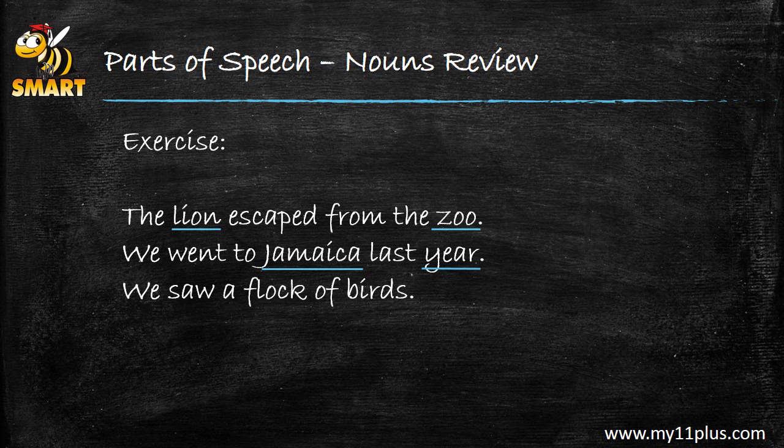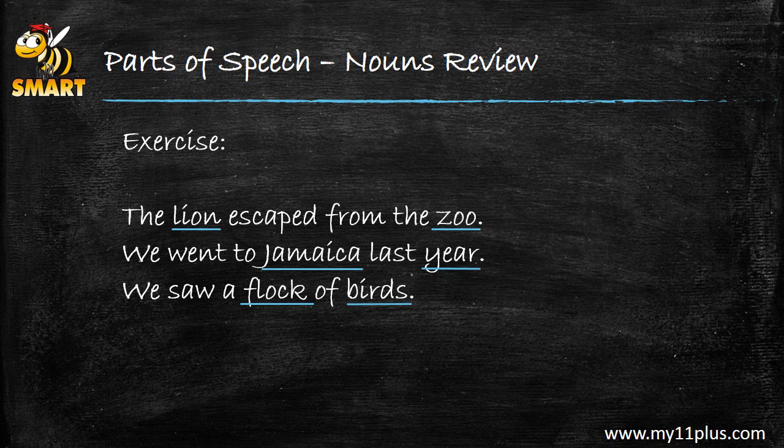Let's look at the third sentence. We saw a flock of birds. Where are the nouns in this sentence? Okay, the first noun I see is the word flock. And what type of noun is this? It's a common noun, yes, because it's a general name given to a grouping. It's also a collective noun because it's a name given to a group of animals, in this case a group of birds. And it is a countable noun because you can count the number of flocks.